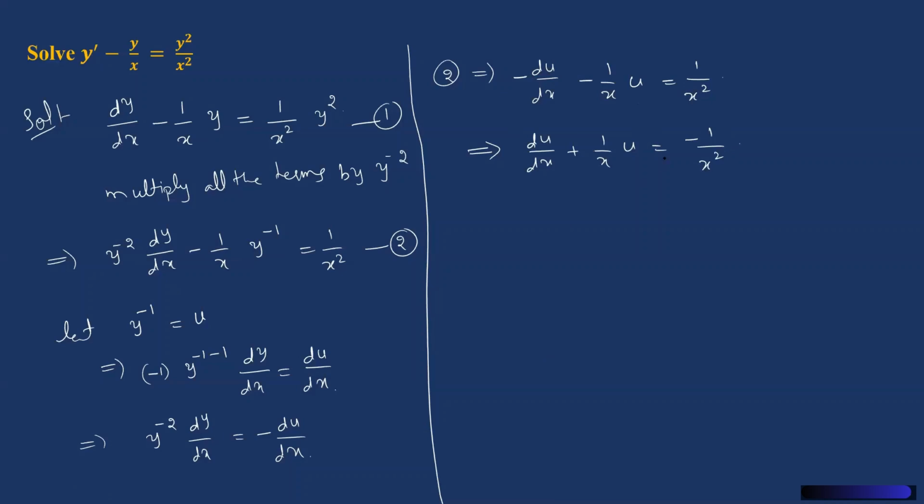Correct? Now clearly this is a linear type differential equation, and when you look at these things, we can write it this way: the coefficient of dependent variable is p of x, which is 1 by x, and the right hand side function is q of x, it is minus 1 by x square. Now when we identify these things, we can calculate the integrating factor. So therefore the integrating factor is e to the power of integration of p of x dx.